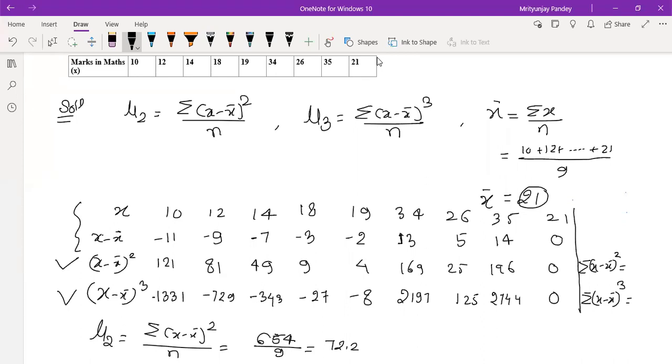Minus 1331 minus 729 minus 343 minus 27 minus 8 plus 2197 plus 125 plus 2744 plus 0 equal to 3283. The formula is nothing but x minus x bar whole cube. Once again, 3283 divided by 9. Tell me the final answer. 364.77.